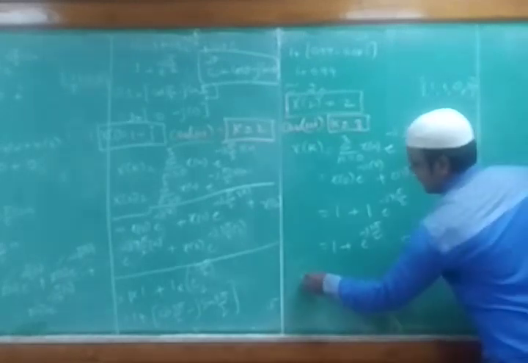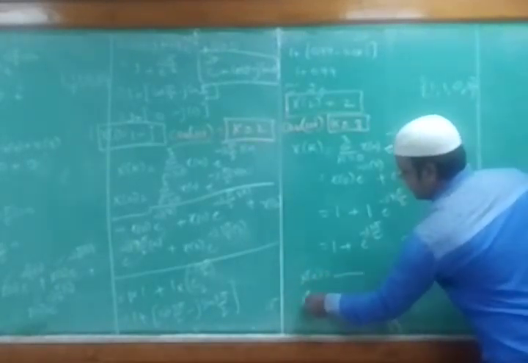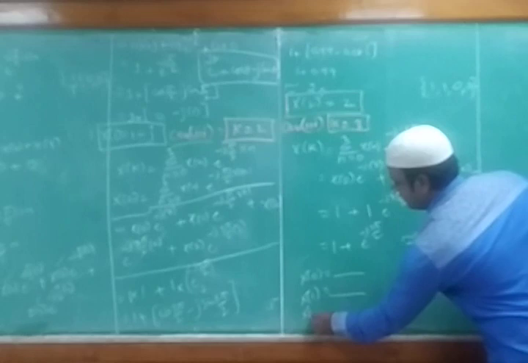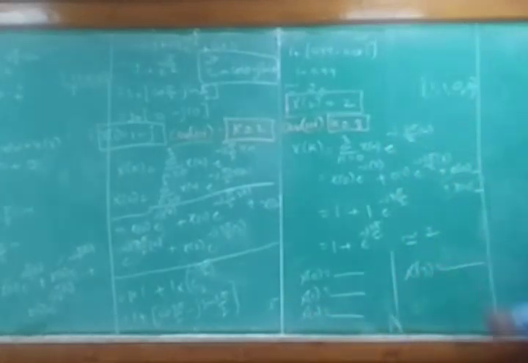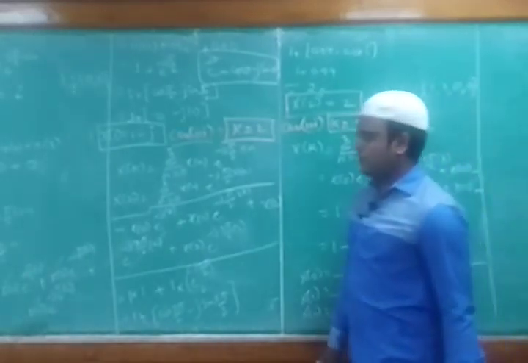So what I'll get? All those values, x of 0, x of 1, x of 2 and x of 3. So all those values we need to write. What is x of 0? x of 0 we had as a number. What is x of 0 we got?